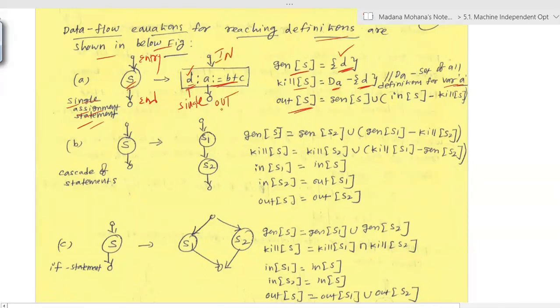Now this is the in. Out of S equal to the formula gen of S union in of S minus kill of S. Same formula we can use. This is for single assignment statement format.